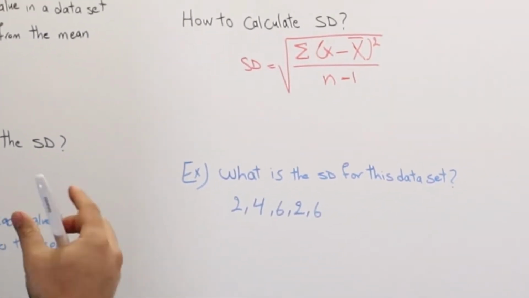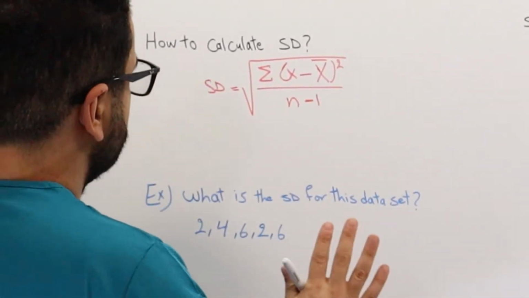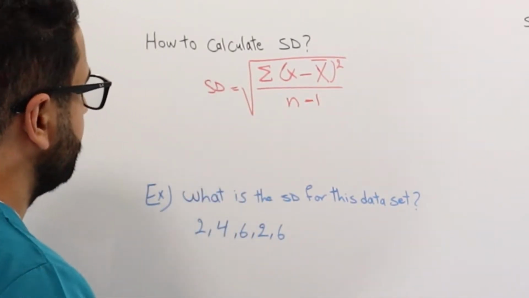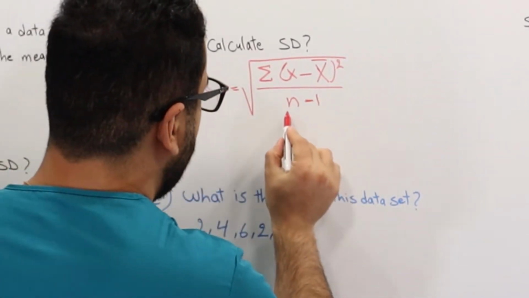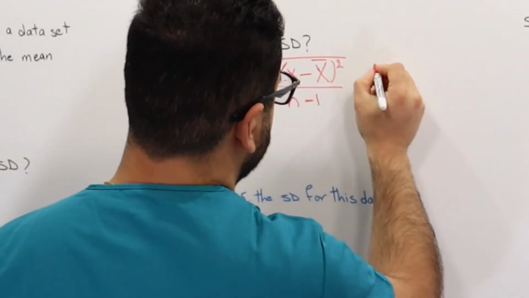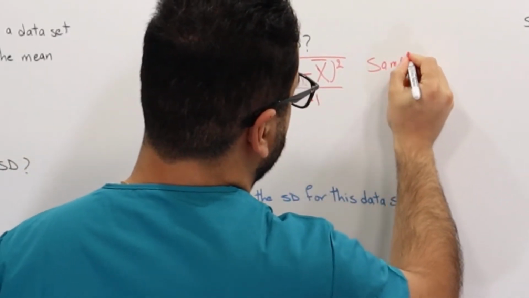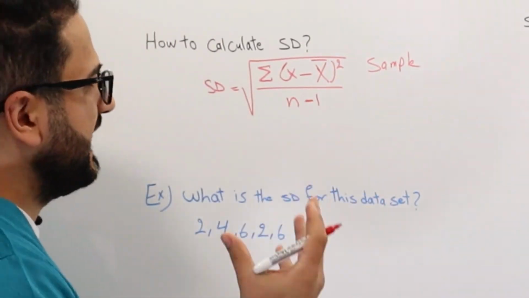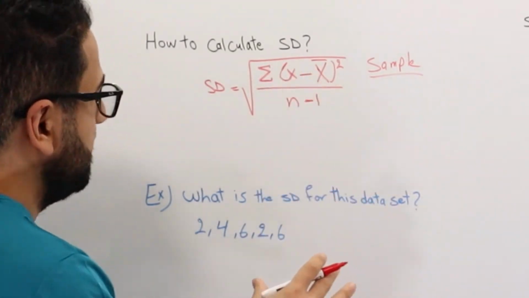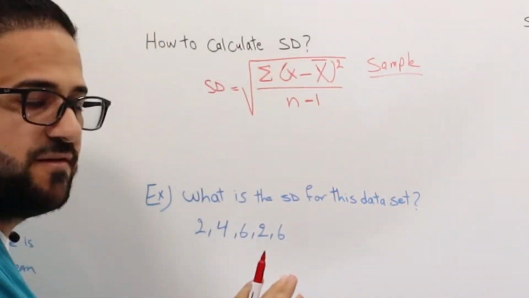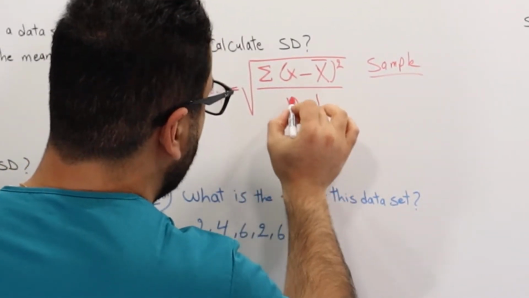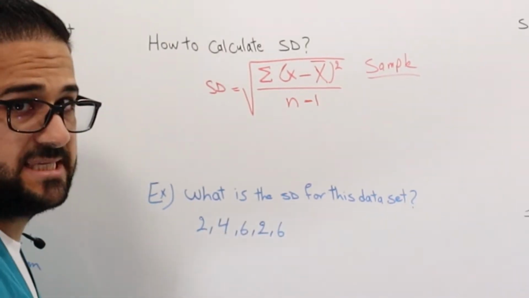So how do we calculate standard deviation? Something I would like to note in this equation is that we have n minus 1. So this standard deviation is for a sample. The reason I'm saying it's for a sample is that for a population, the only difference would be the minus 1 over here. It would be only over n, and n would be the population itself.